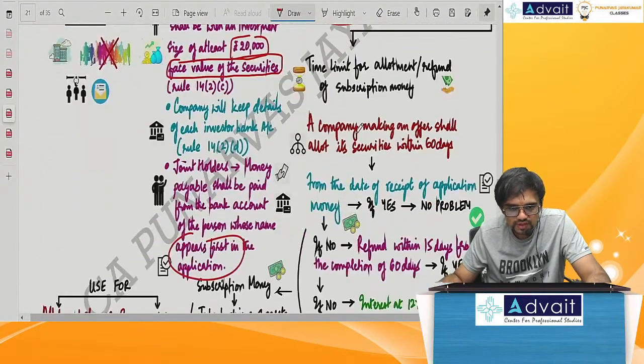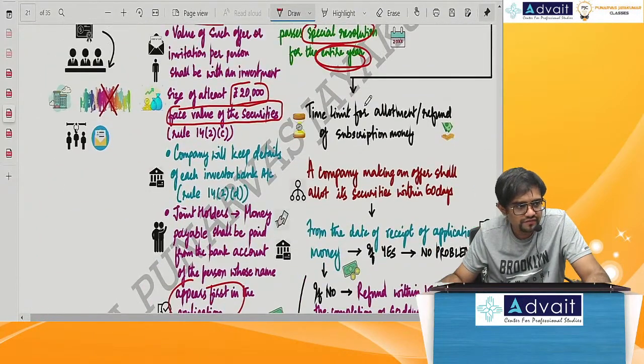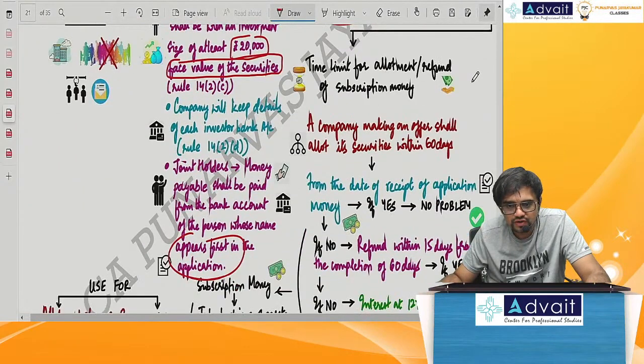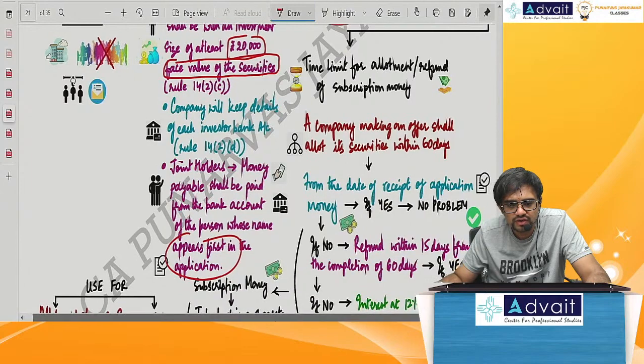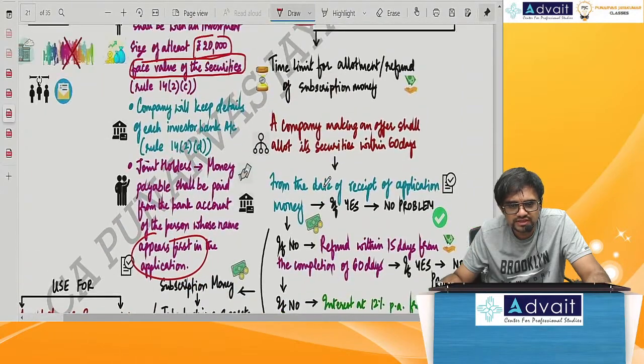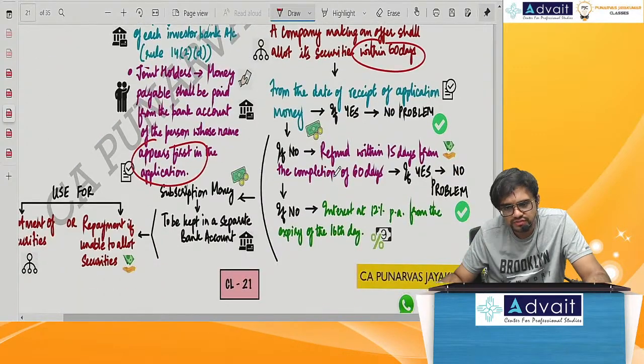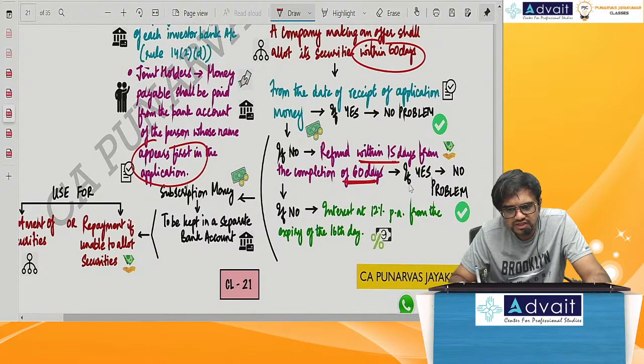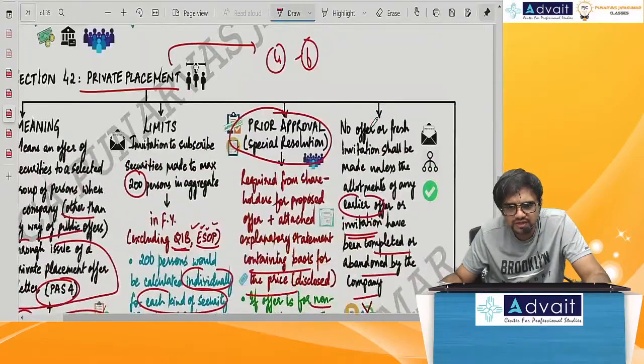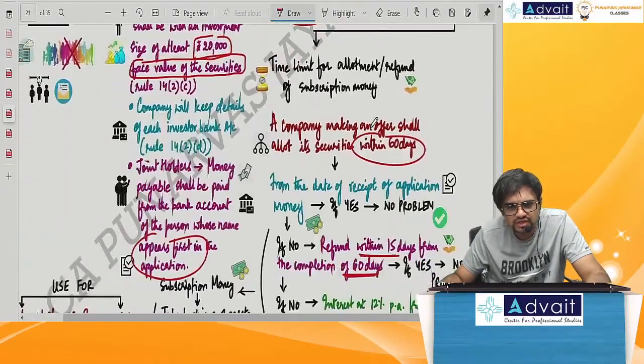Next, time limit for allotment of security. Time limit for allotment of security is how much? A company may make an offer, allot the securities within how many days? Ultimately 60 days, from the date of receipt of application. If you do not allot, then within 15 days from the completion of 60 days, you need to refund. This is for everyone for that matter, not just private placement as such, generally.